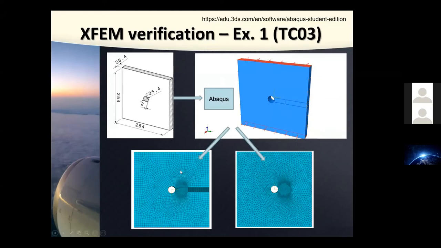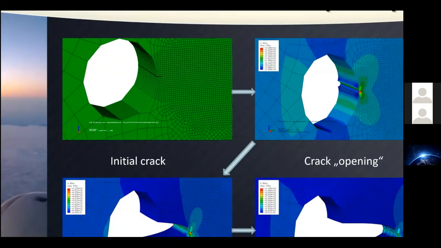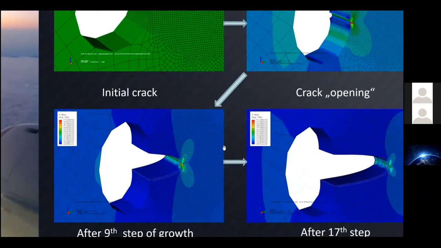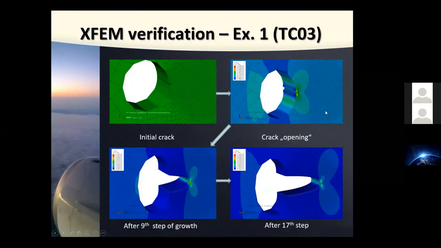I played with different meshes, hexahedral and tetrahedral, because I wanted to analyze the influence of the type of mesh and number of nodes on the solution. And you can see here, I put these images to show you that the mesh is not changing with crack growth. So look, this is the initial crack. This is the opening, the mouth of the crack. Then you can see here, after 9 steps of growth and after 17 steps, that the mesh is not changing. So the crack grows through the mesh, which stays the same all the time. The number of nodes is not changing. So every new calculation, you have the same number of nodes when calculating the stress distribution around the crack.